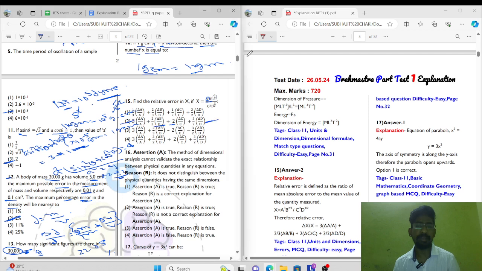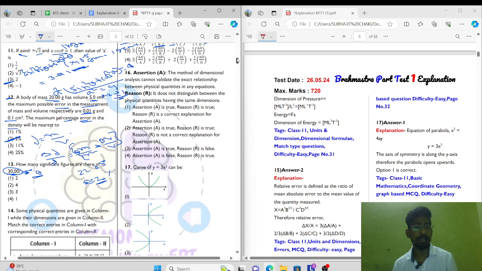First of all, to understand this, you have to differentiate, right? Differentiate this and you will get it. The main process of calculating absolute error is by differentiating, right? Okay, question number 16, assertion reason.